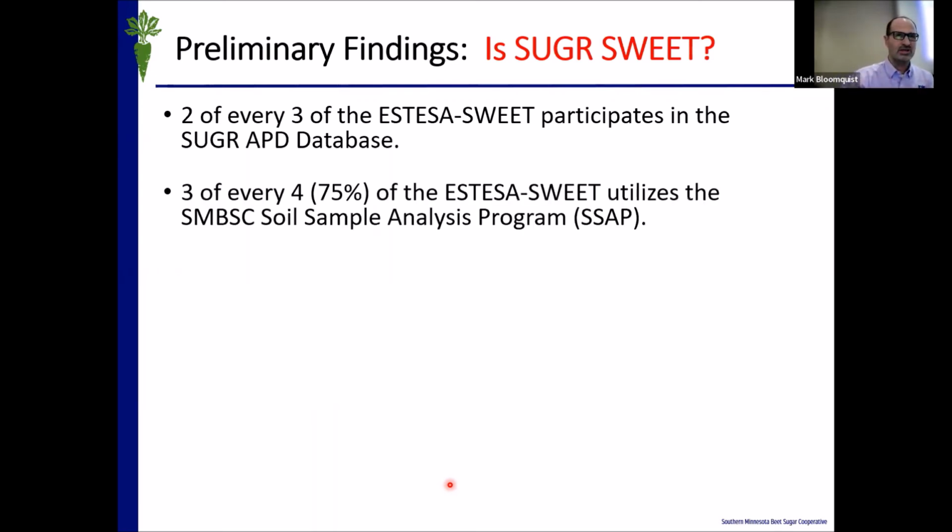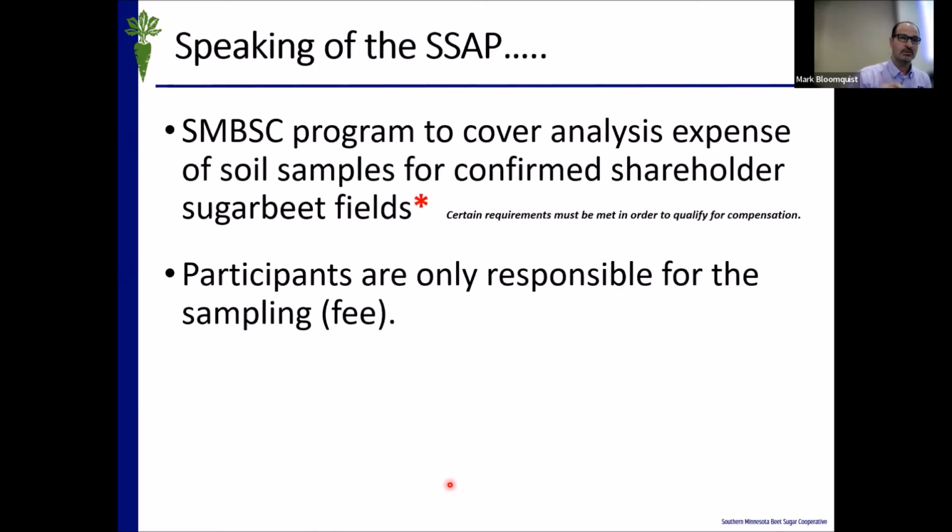I will want to step on my soapbox a little bit on this one though. 3 of 4, 75% of the people in the ESTESA-SWEET utilize the Southern Minnesota Beet Sugar Soil Sample Analysis Program. That's important to me, and I'm going to tell you why I think it's important.